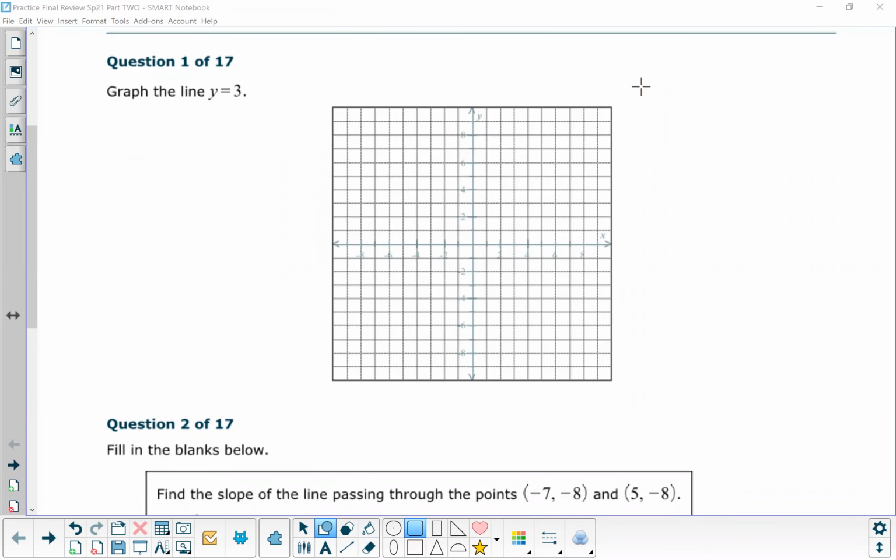This is part 2 of the final exam review for FNMT 118. So now we are looking at graphing. We'll start with graphing the line y equals 3.